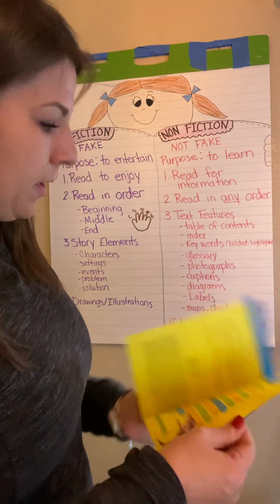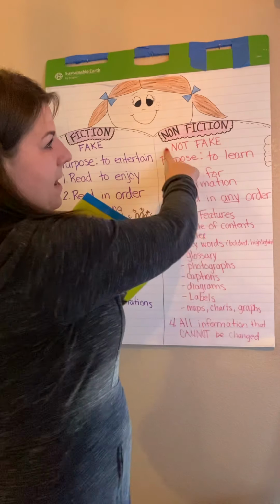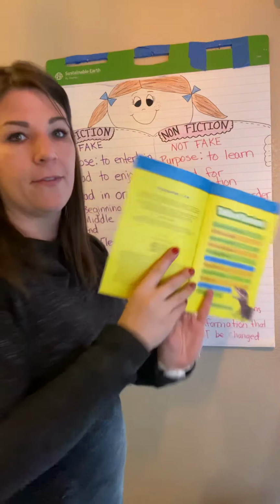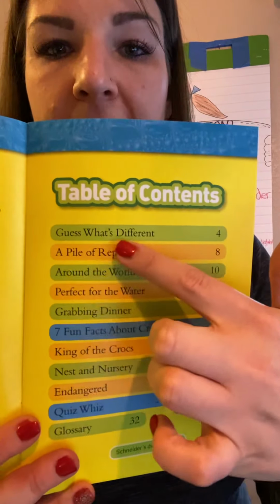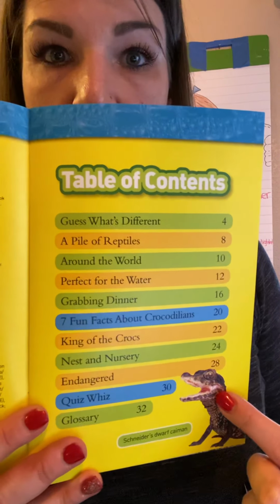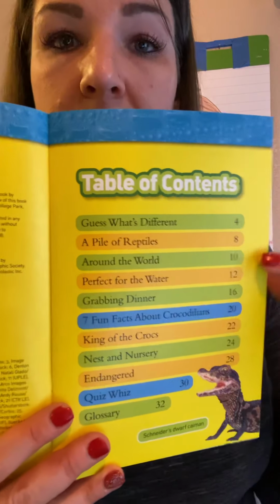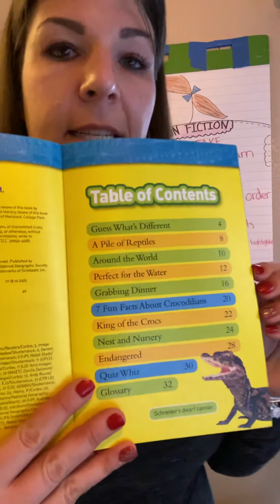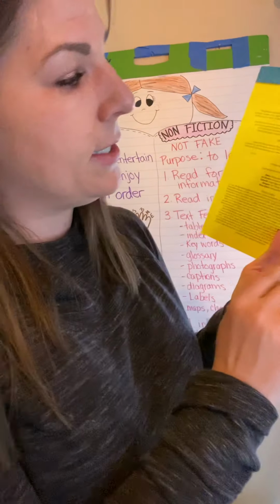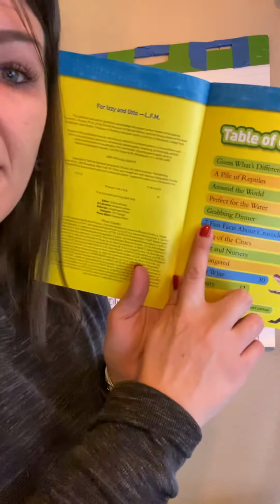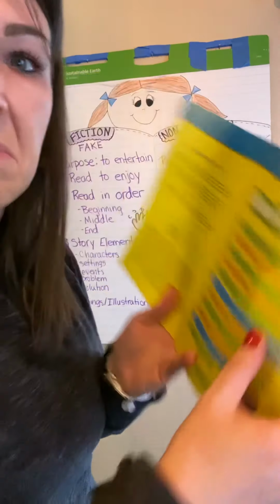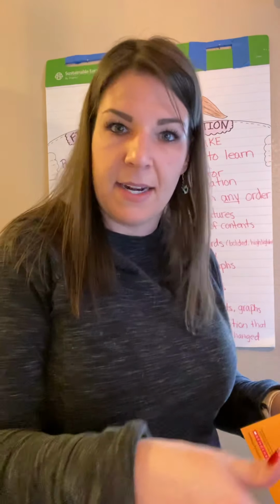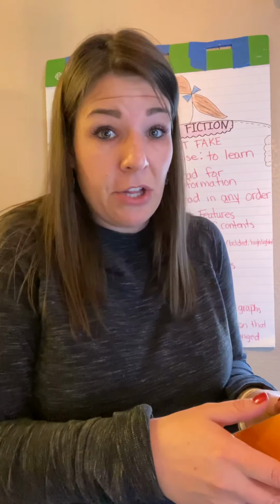So in nonfiction books, you usually have a table of contents. Here is my table of contents. It's telling me the different things I can read about and what page they're on. Okay, that's what a table of contents is. And again, you can read these books in any order. So if I went to the table of contents and I'm like, I just want to read fun facts about crocodiles, I would just turn to page 20 and start reading. And it won't matter because it's not like what I read before has to be in a specific order. Okay, I'm just reading to learn.